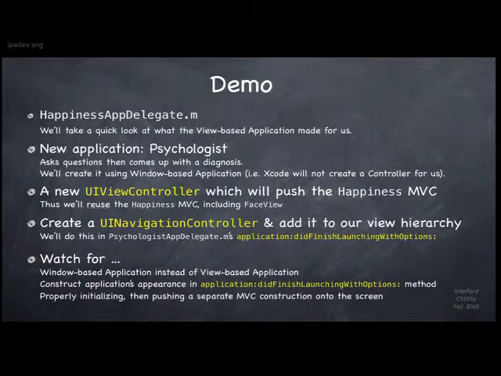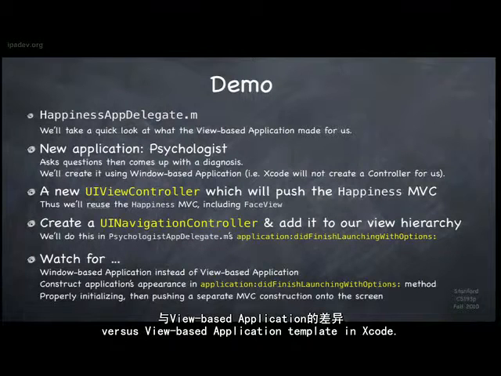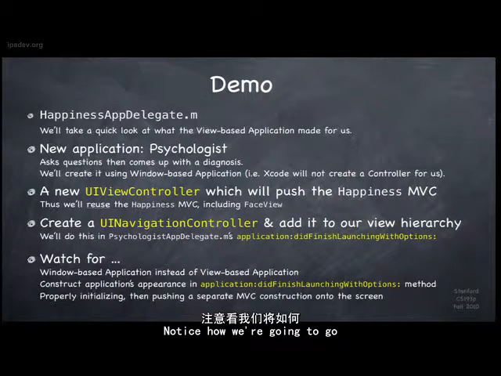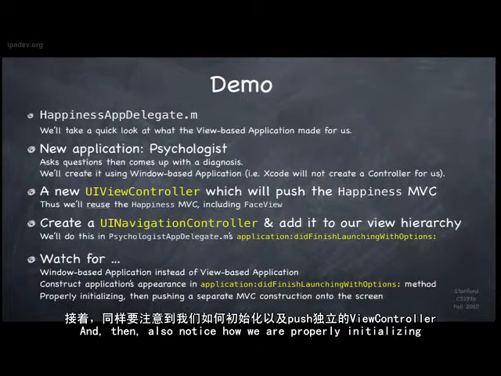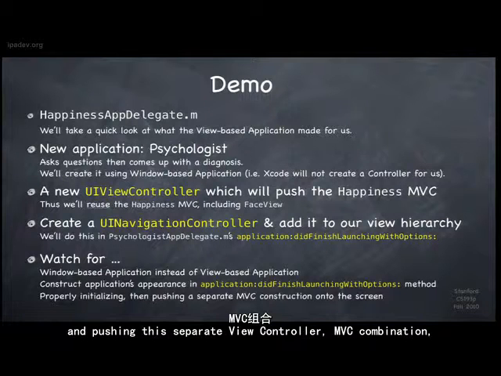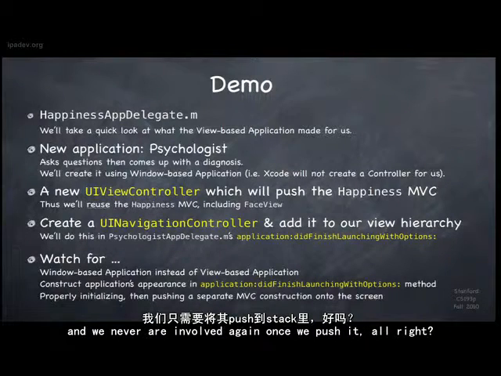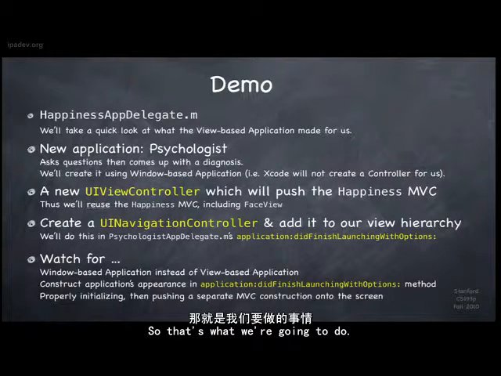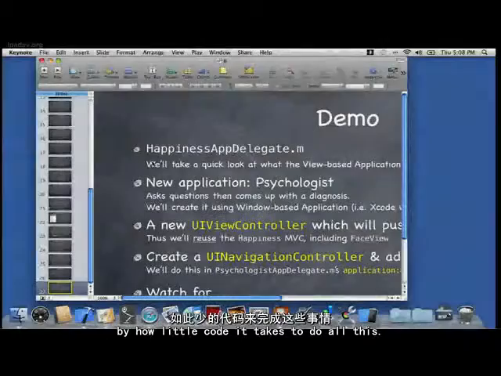All right? So, things to watch for: window-based application versus view-based application template in Xcode. Notice how we're going to go into application did finish launching and create the initial structure of our app with the navigation controller. And also notice how we are properly initializing and pushing this separate view controller, MVC combination, onto the stack, and then letting it just pop off by itself, and we never are involved again once we push it. All right? So that's what we're going to do. Again, you'll be surprised by how little code it takes to do all this.